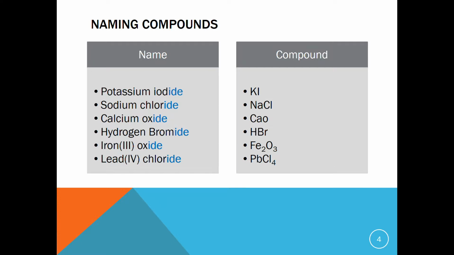Compounds. The basic rule for naming binary compounds is logical. The cation is always named first and the anion is named second. Don't forget that a simple cation takes the name of its element, but a simple anion is formed by adding "ide", like in the following examples: potassium iodide, sodium chloride, calcium oxide, hydrogen bromide, iron 3 oxide.